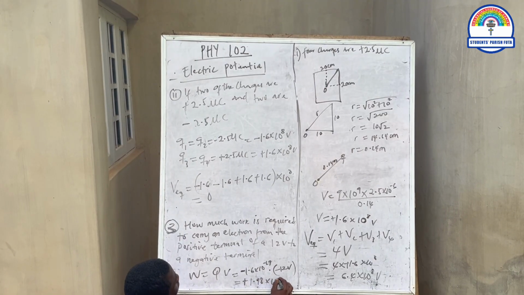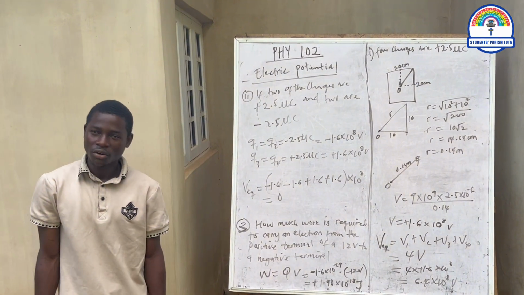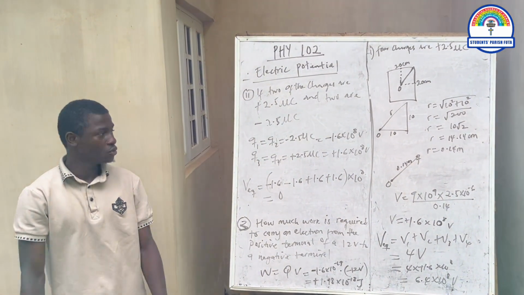1.98 times 10 to the power minus 18 joules. I've come to the end of potential difference. You can take a lot of questions and as well go through the video again.